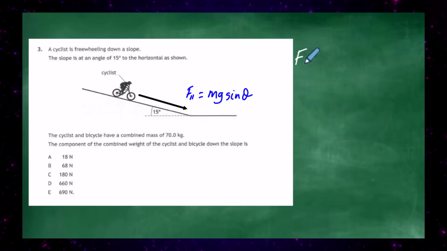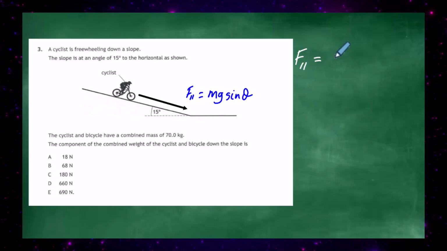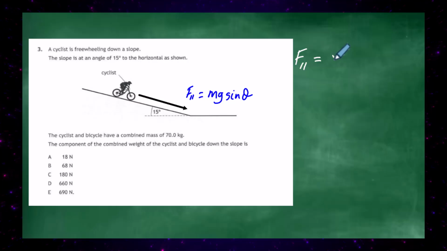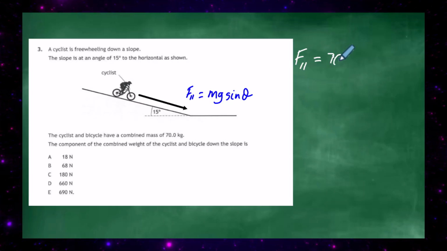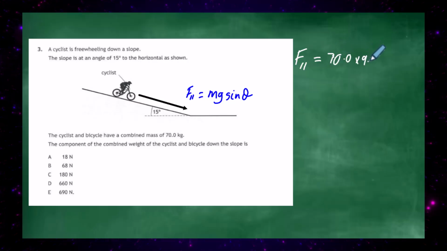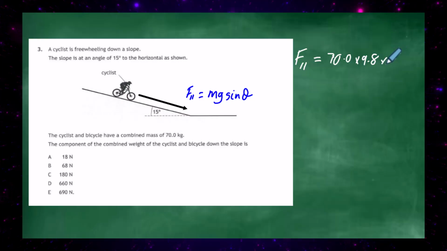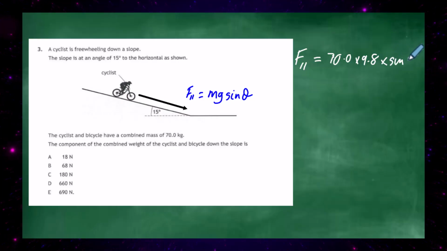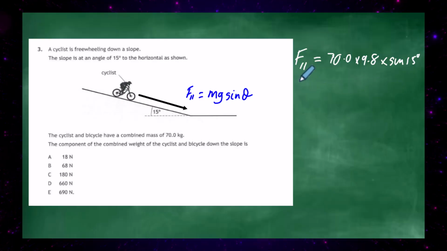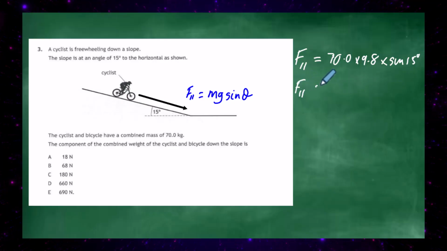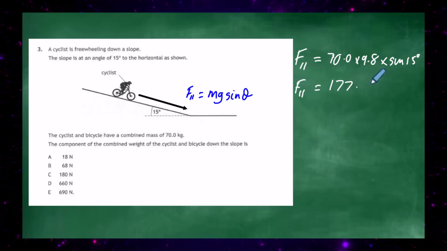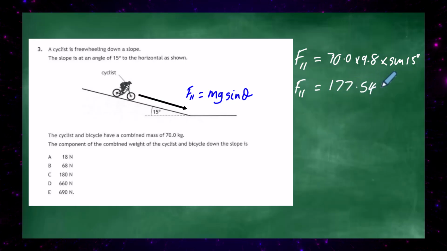The component of weight parallel to the slope is going to be the combined mass, which we know is 70.0, multiplied by 9.8 gravitational field strength, times sine of the angle, sine of 15 degrees. We plug that into our calculator and we get an answer of 177.54 newtons. That'll be the answer of the calculator.